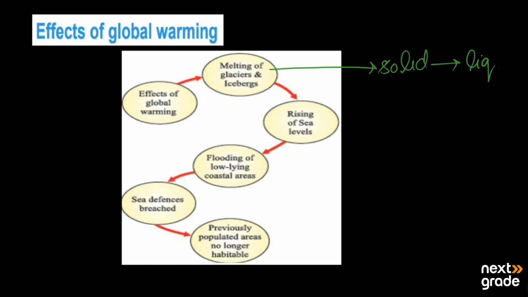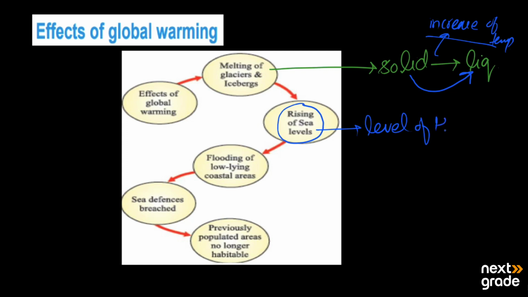When they melt, the water in the solid state is converted into the liquid state. Why does that happen? Just because of the increase of temperature. When temperature increases to a certain level, the solid water or the glacier starts to melt and changes into liquid, and it causes the rising of the sea levels. When that level increases, the water starts to move to the residential areas and causes flooding of the low-lying coastal areas.